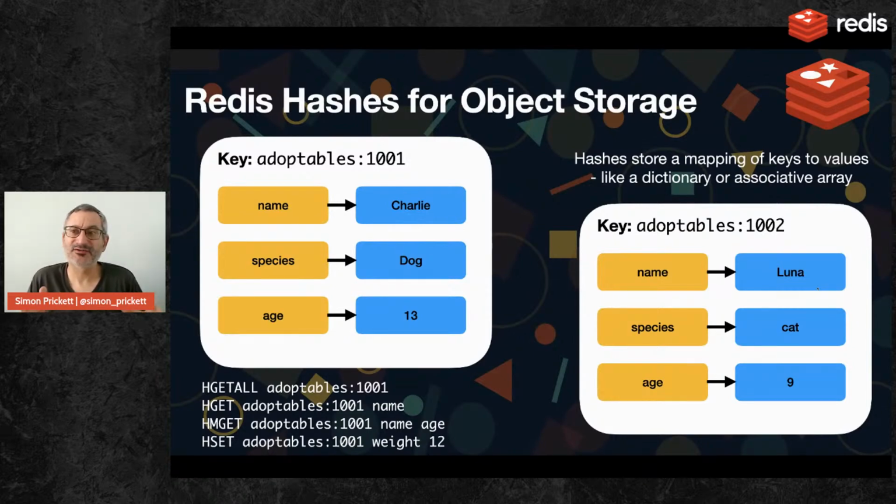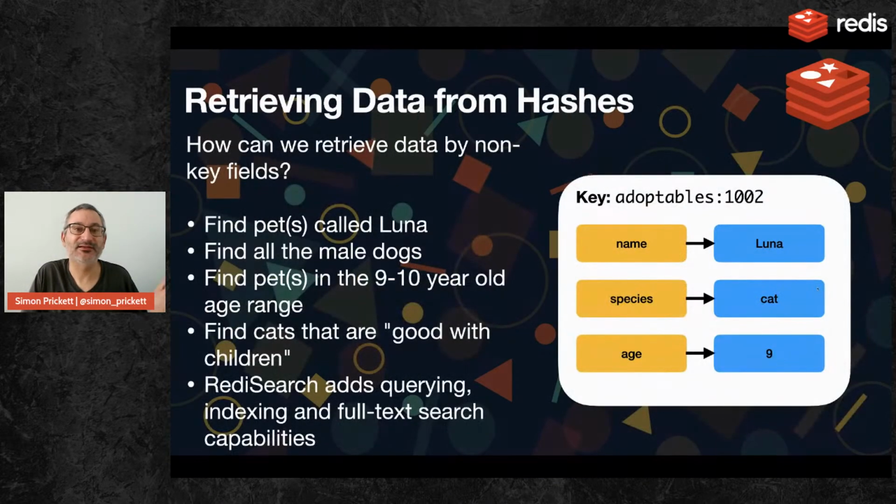And I might want to do different sorts of searches on these things. So I might want to say, find me dogs that are 13 to 15 years old. And just with a hash and regular Redis, that's actually going to be quite hard because we can get that information out by key. So if I know 1001, I can get Charlie's record. How do I then do something like find a pet called Luna, or give me all the male dogs, or combinations of these things?